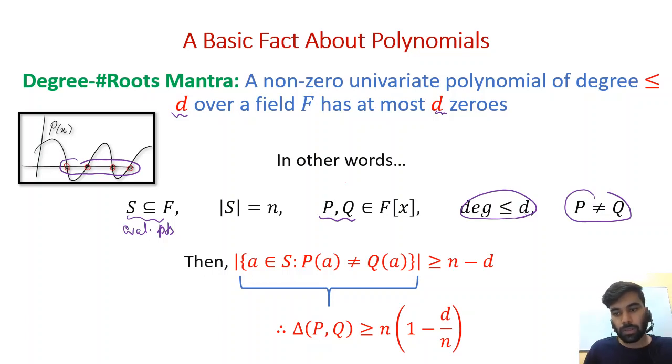This is simply because if we look at the polynomial P minus Q, it can only have d zeros. So it has n minus d non-zeros, and every non-zero is a point of disagreement. Hence the distance between P and Q, where by distance I mean the points of disagreement, is fairly large, and it is given by this expression over here.